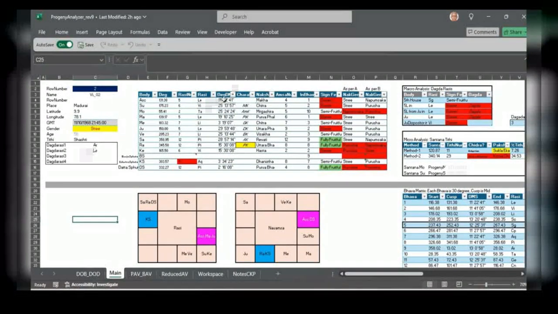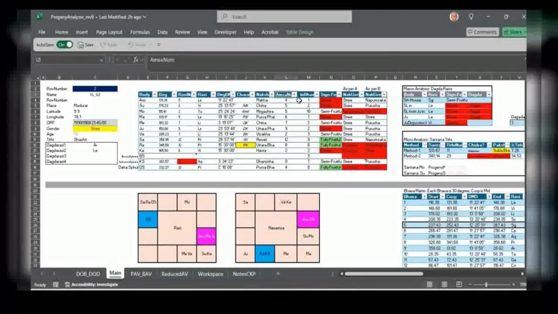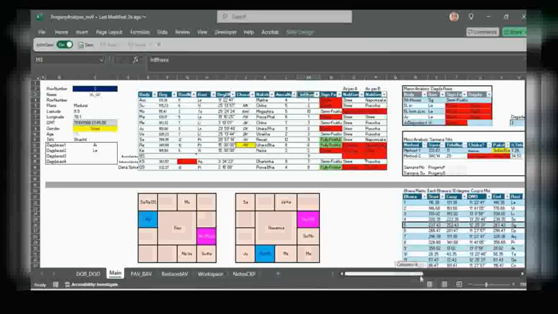Now, as usual, this is a table of all our preliminary calculations: in which Rasi number it is, in which Rasi it is, what the degree is in DMS, degrees minutes seconds, the Chara Karakas, the Nakshatras, the Amsa number, and in which Bhava it is. For the Bhava, I have a separate Bhava table here.